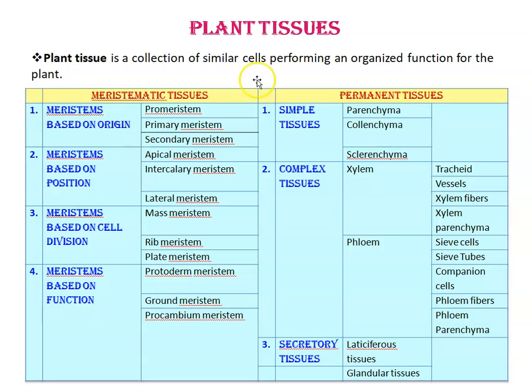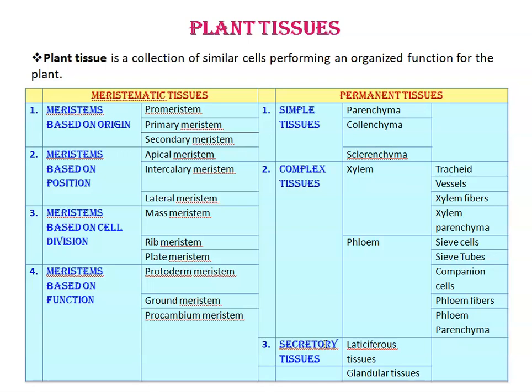Permanent tissue, the second type, ceases to divide and assumes a permanent form, and is classified into three types: simple tissues, complex tissues, and the third, special types or secretory tissues.